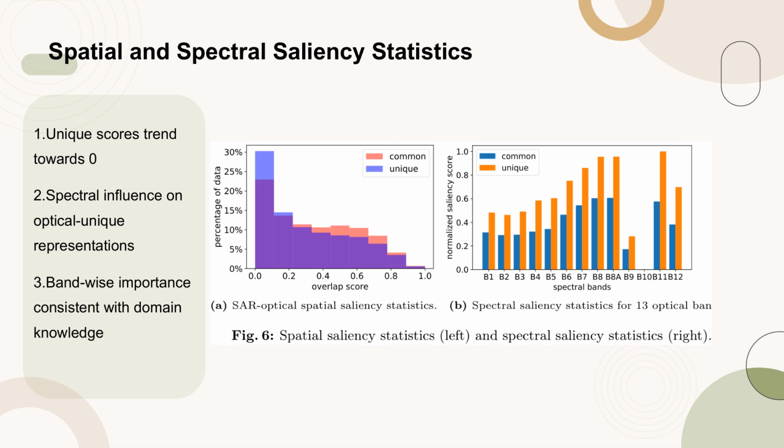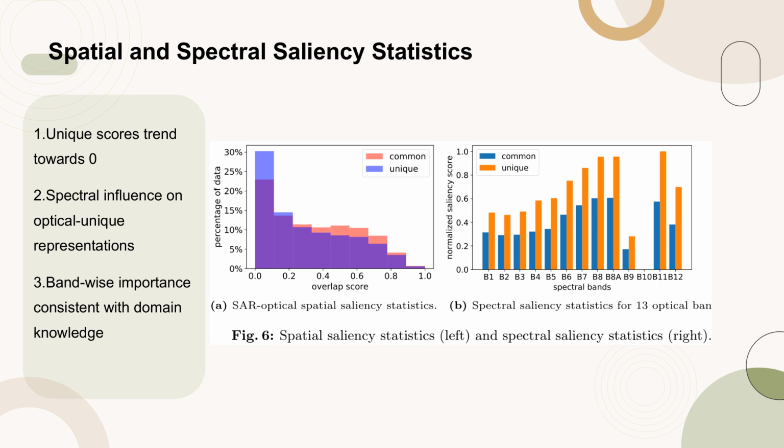Figure 6 presents spatial saliency statistics on the left and spectral saliency statistics on the right. The spatial saliency statistics, shown in Figure 6a, reveal that unique scores are more inclined towards 0 compared to common scores, indicating that modality-unique representations tend to be more orthogonal. This suggests that the interesting areas of modality-unique representations are less likely to overlap with common representations.